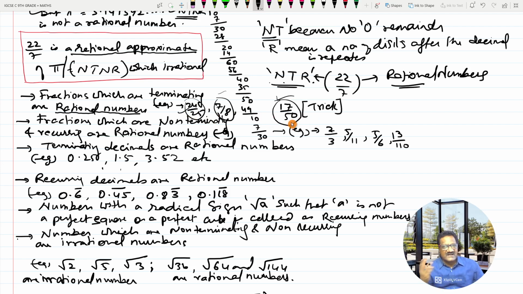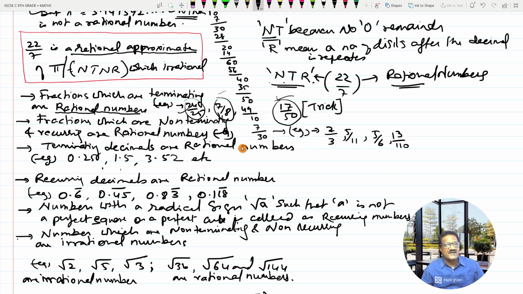Even otherwise, the rational number definition is sufficient to tell you that these are rational numbers. P upon Q, Q not equal to 0. Done. Now, fractions which are non-terminating and recurring are rational numbers. This is also another way of identifying whether a number is rational or not. So, if a fraction is non-terminating but it is recurring, then we say that it is a rational number.